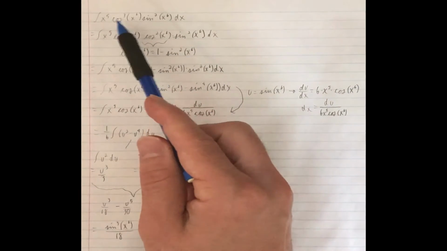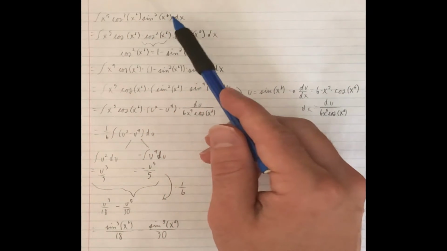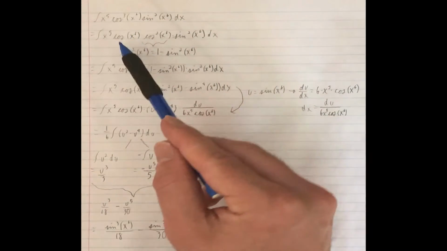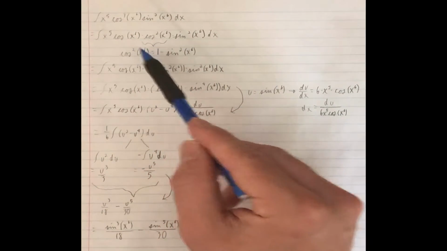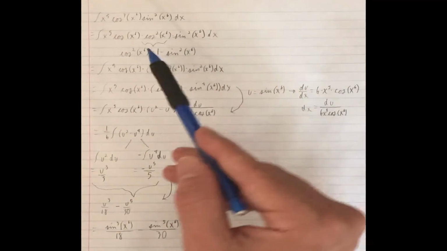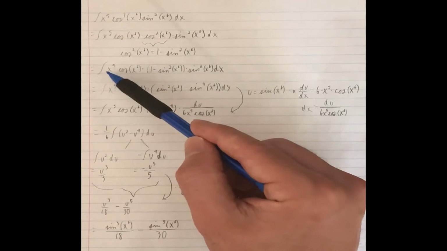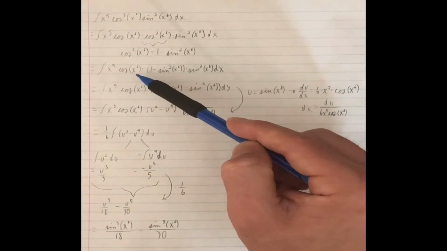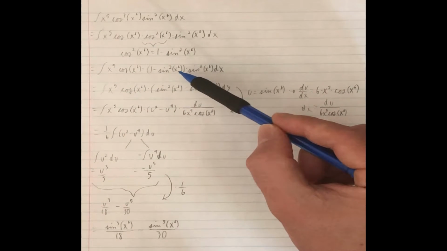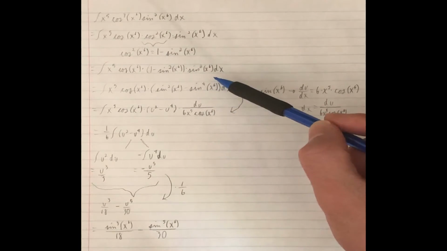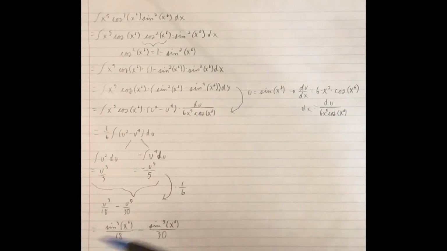So because I have cos cubed times sine squared, I divide it into cos of x to the 6 times cos squared of x to the 6 to use this identity. So I have, after using it, x to the 5 times cos of x to the 6 times 1 minus sine squared x to the 6 times sine squared x to the 6 dx. So the integral of all of this.